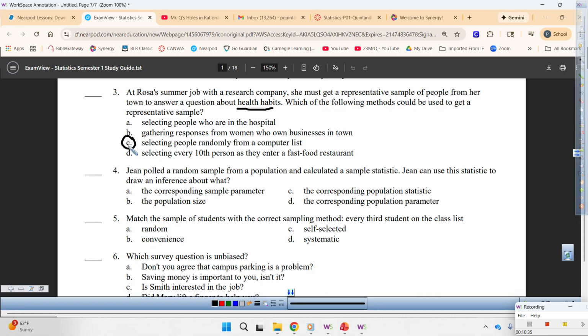Hands if you agree with that. And why C, everyone? Well, let's start with the ones that are not. Selecting every 10th person in a fast food, is that a healthy choice? No. Selecting people in the hospital, no, they're already sick. They're already going to answer in regards to that, bias. Gathering responses from women who own businesses, that's also biased because they're only asking women. So the only possible answer is C, selecting randomly.